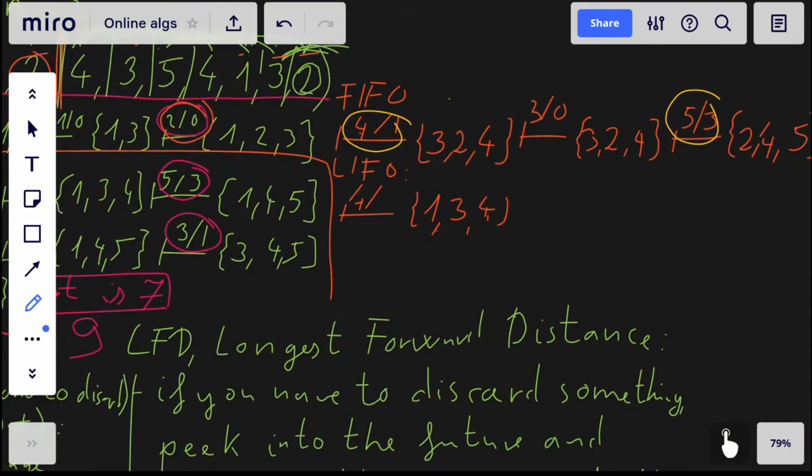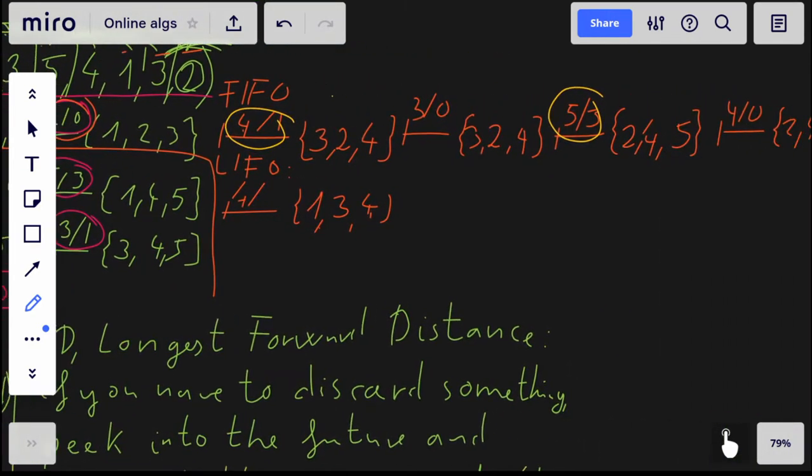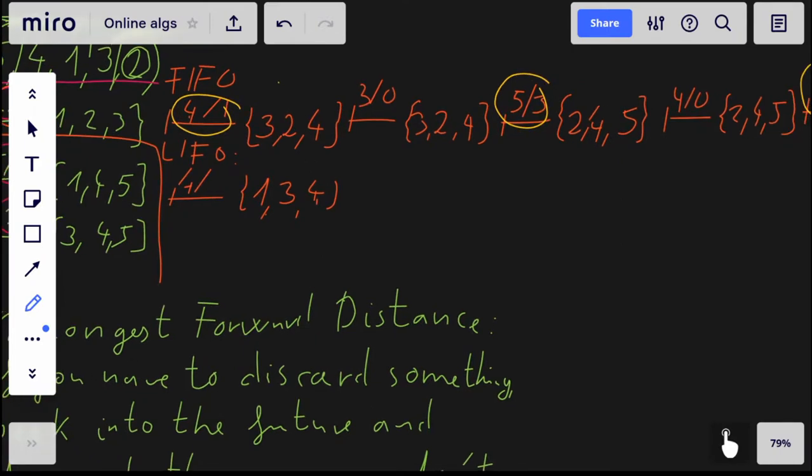Now then, the request for 3 comes, which is in the cache. Okay, so it's 1, 3, and 4. Then the request for 5 comes. Well, in this case I'm dropping the 4 because that's the last element of the stack, so it's 1, 3, and 5.